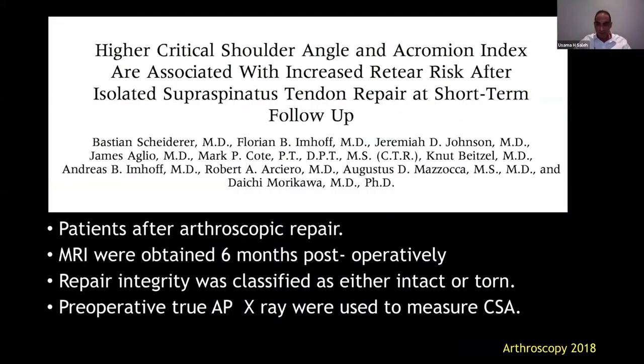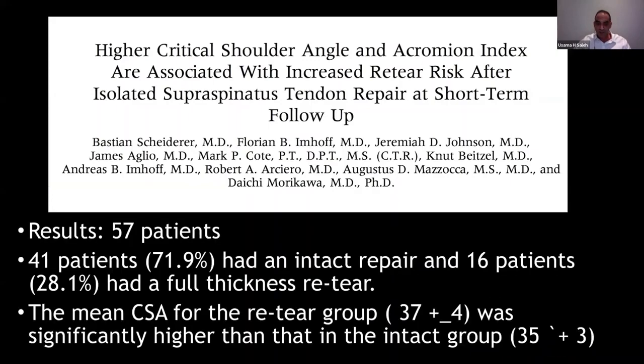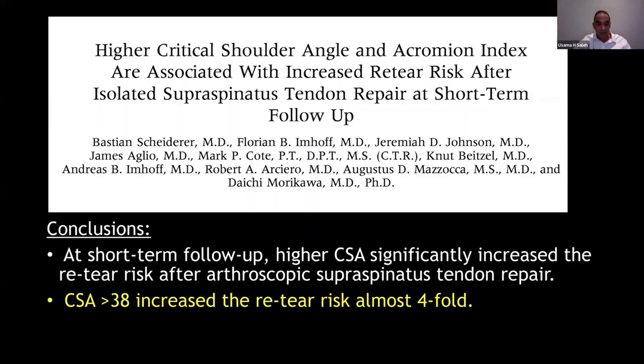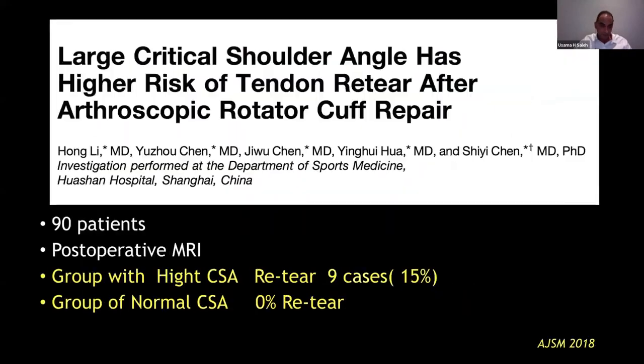So looking at the literature, in Arthroscopy 2012, there is a multi-center study. They looked at their cuff repair and took an MRI scan 6 months post-operatively and checked which patients had a healed cuff, which patients had a re-tear. And they found that if the critical shoulder angle is more than 38, it increased the re-tear risk almost 4-fold.